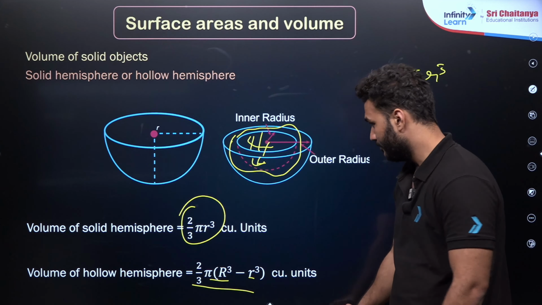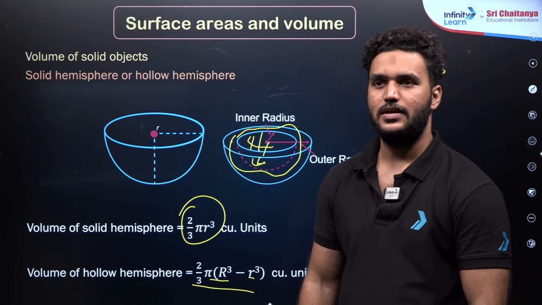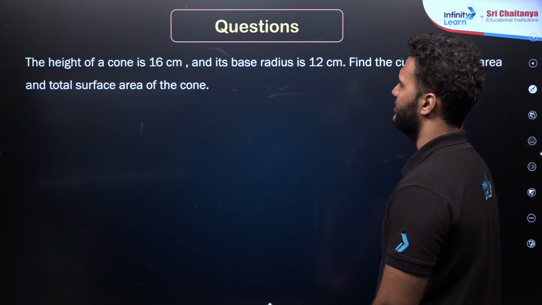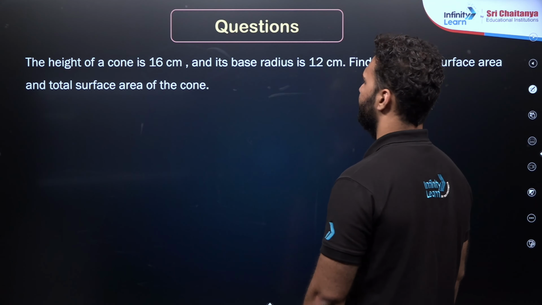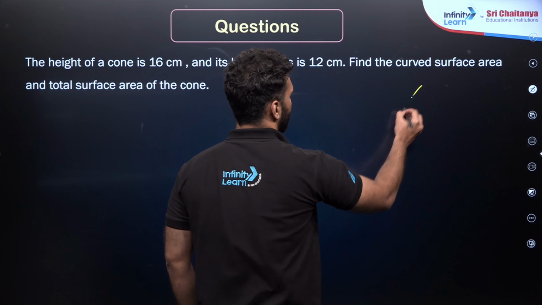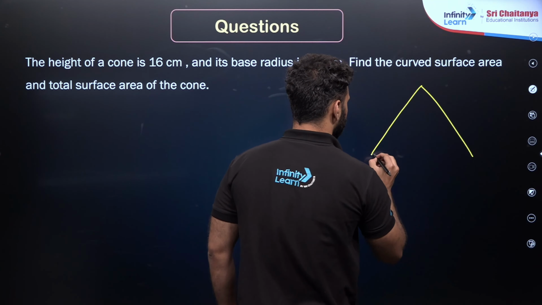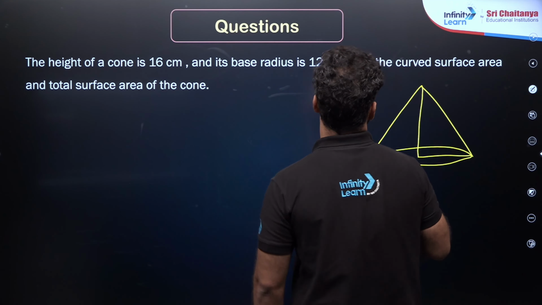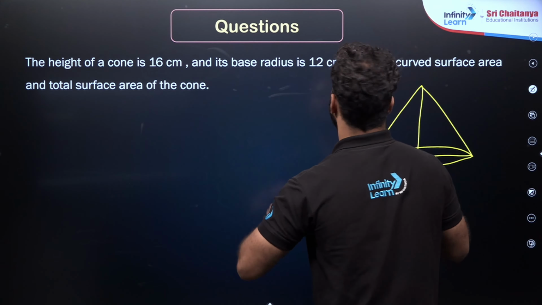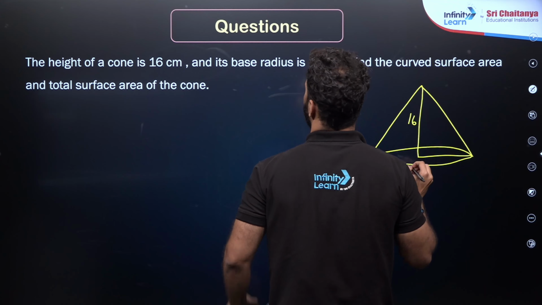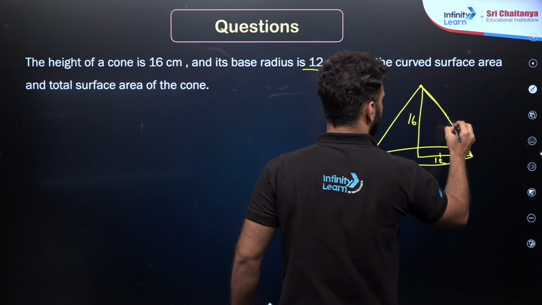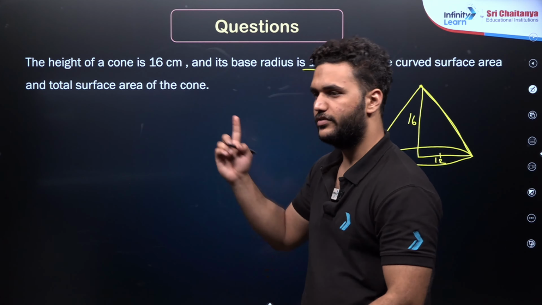Any doubt till yet, anyone? So we have completed all the formulas. Now let's do some questions. The height of a cone is 16 centimeter and base radius is 12. Find the curved surface area and total surface area of the cone. Okay, we have a cone. And the height of this cone is given to us, 16. Height is 16. And this is given to us, 12. Can you find this length? Because we have to find pi r l and pi r square. We have to find pi r l, curved surface area.